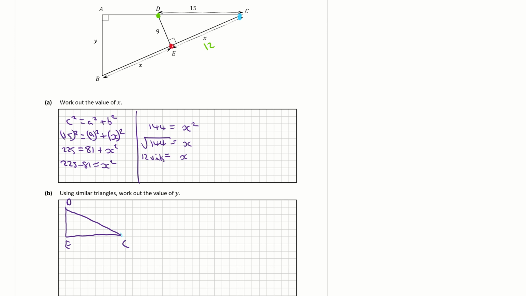I'm going to color code these because sometimes it can make life a bit easier. So that's what we have. And filling in my dimensions, I have 15, x, which is 12, and 9. The next triangle I'm going to look at is the larger triangle, this full triangle ABC. Now look where the right angle is on this one.